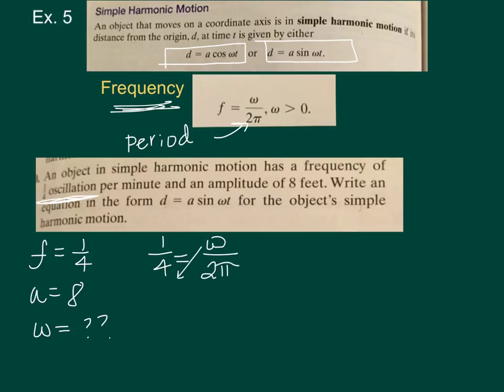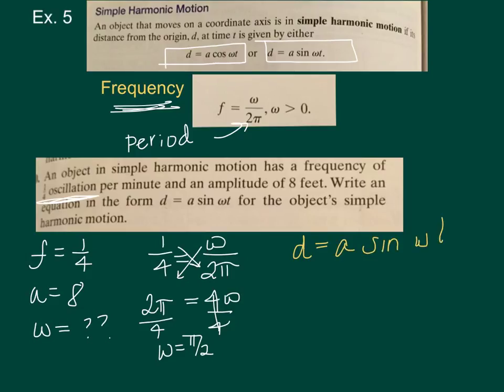Now what I do is I cross multiply, and I just solve for W. So W equals pi over 2. Now we have everything we need for our formula. So I have my amplitude, which is 8. I have W, which is pi over 2, T. And there's your equation.